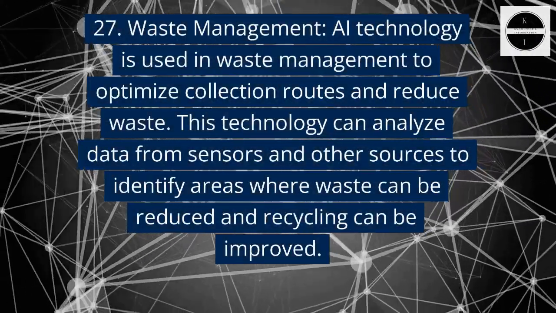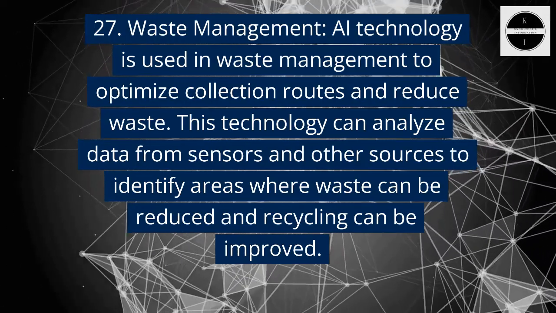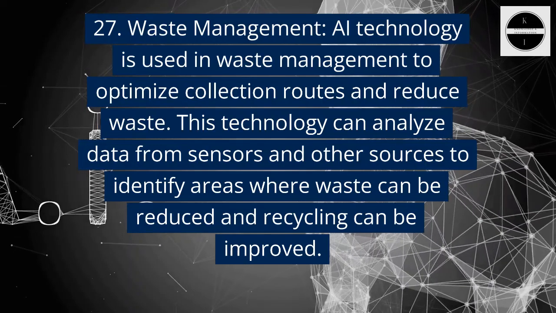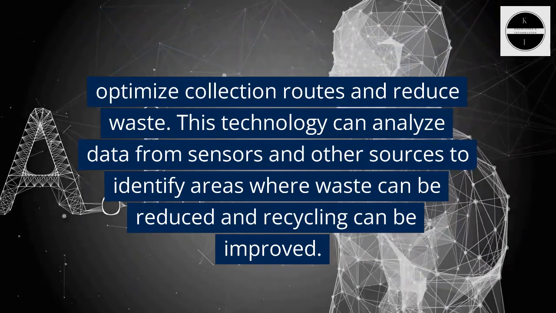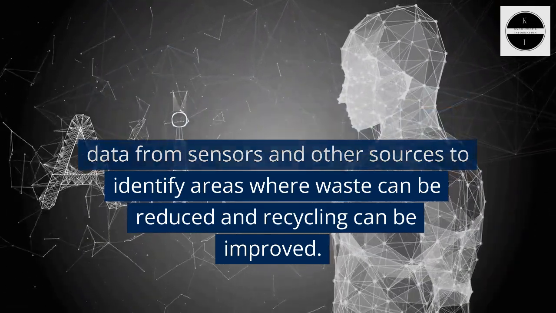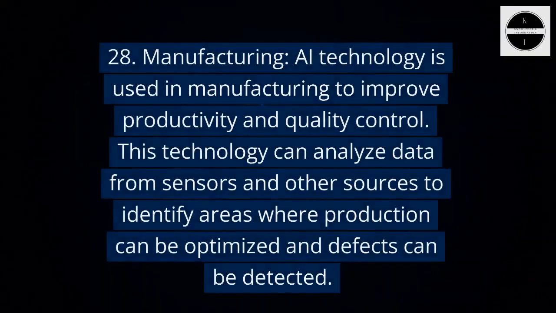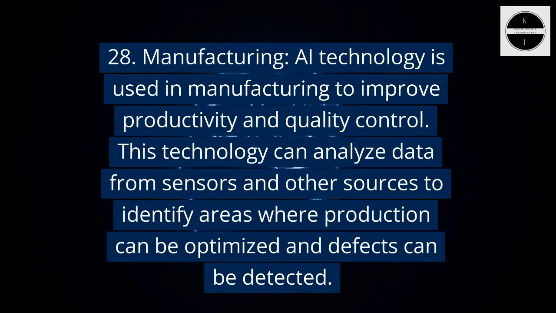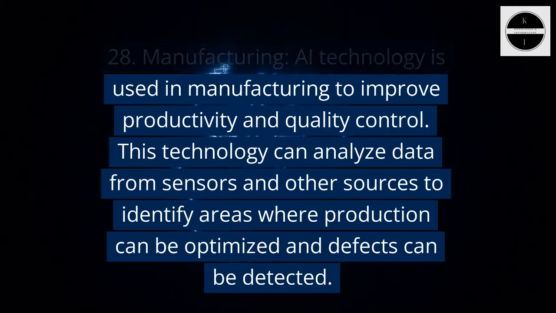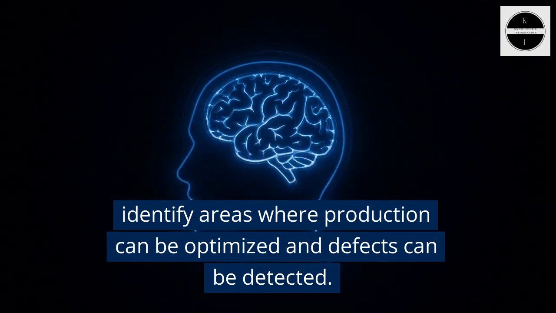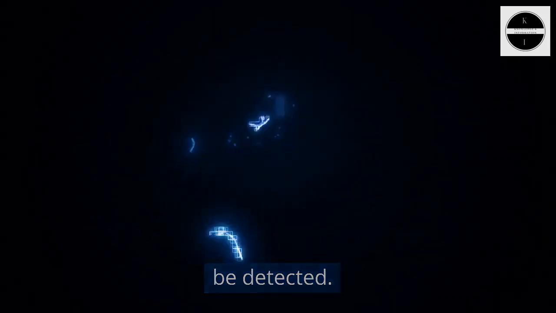27. Waste management. AI technology is used in waste management to optimize collection routes and reduce waste. This technology can analyze data from sensors and other sources to identify areas where waste can be reduced and recycling can be improved. 28. Manufacturing. AI technology is used in manufacturing to improve productivity and quality control. This technology can analyze data from sensors and other sources to identify areas where production can be optimized and defects can be detected.